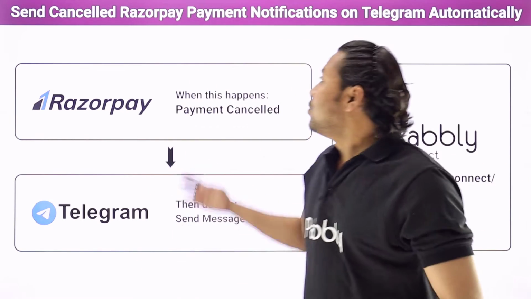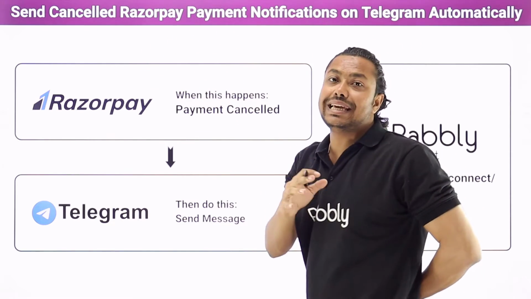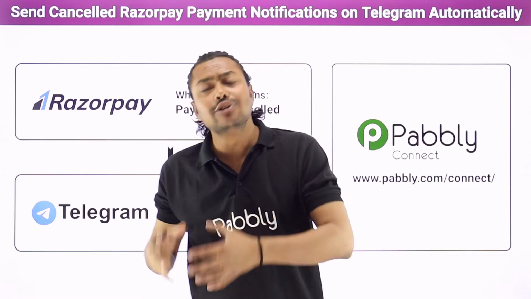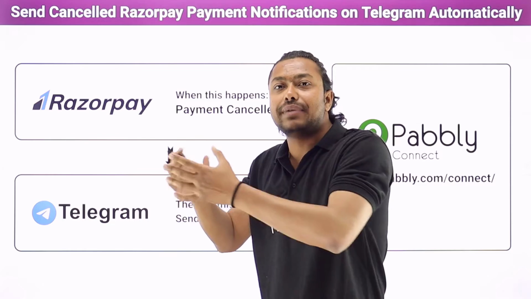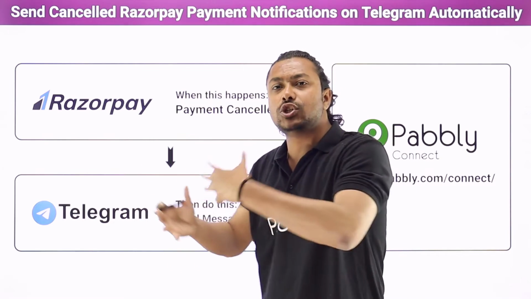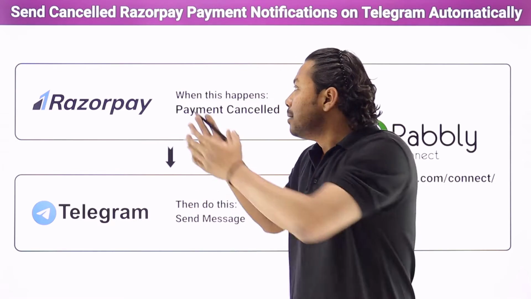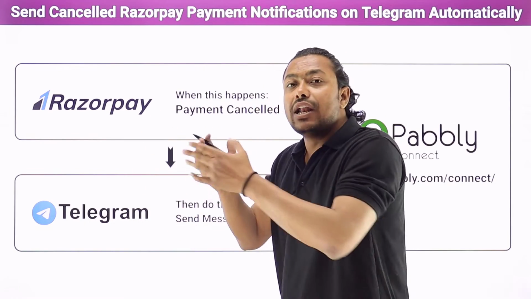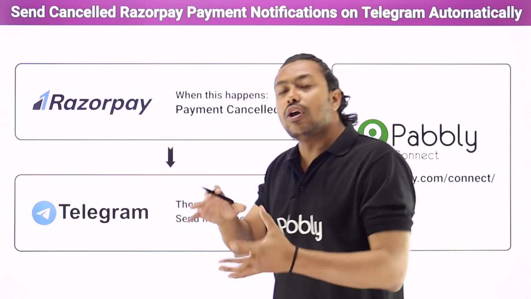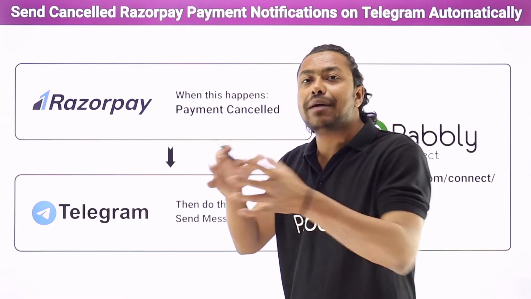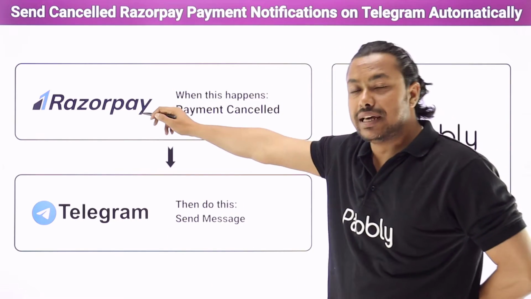So today I am going to tell you how you can send cancelled Razorpay payment notifications on Telegram automatically. Now suppose somebody is paying you through Razorpay payment gateway for something which you have been selling online. Now what will happen if his or her payment gets cancelled? An automatic message will be sent to your Telegram channel where you already have your team members or your employees to work upon these details which are coming from your Razorpay account.